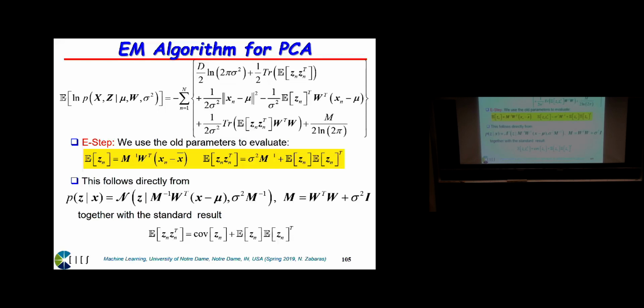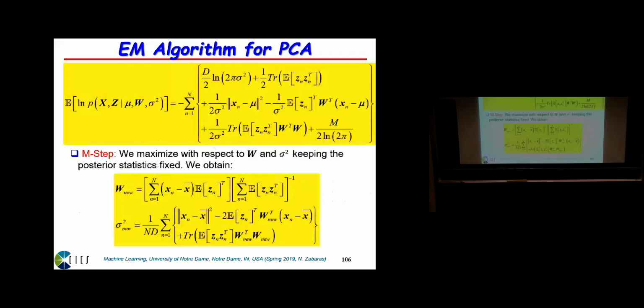Keep in mind, it's not written explicitly in the slides, but inside these expectations, the parameters are the old parameters. So when I write this, I should put everywhere sigma squared old, M old inverse, etc. But the rest, W and sigma square, are the parameters we need to update. When you plug in your sufficient statistics, you take derivatives with respect to W, set it equal to 0, and the derivative with respect to sigma square equal to 0, and you get analytical formulas. This is the formula for W. This is the formula for sigma square.